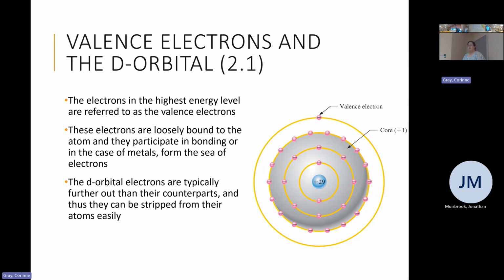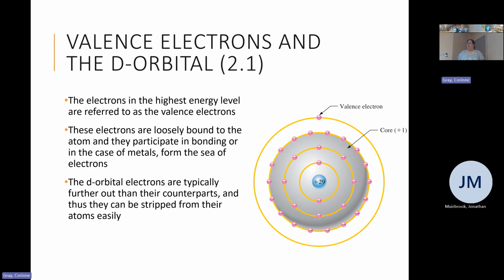So the reason for this being the d orbitals, which again, column 3 to column 12, those are where your d orbitals are, your non-filled orbitals. Far away, easy to strip away those valence electrons.